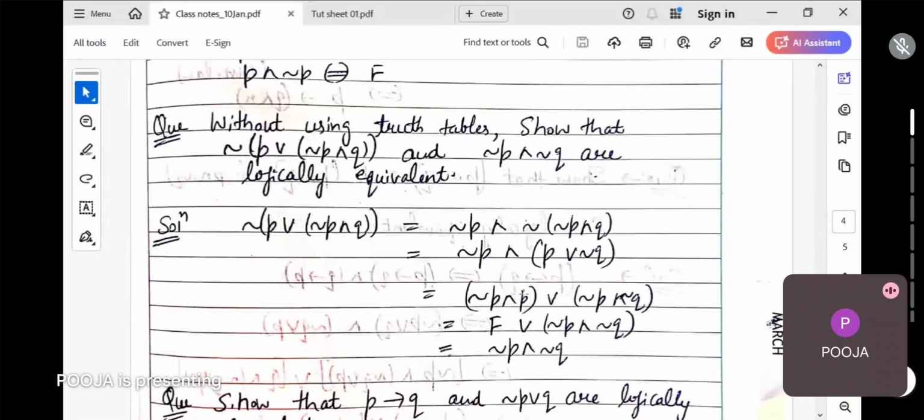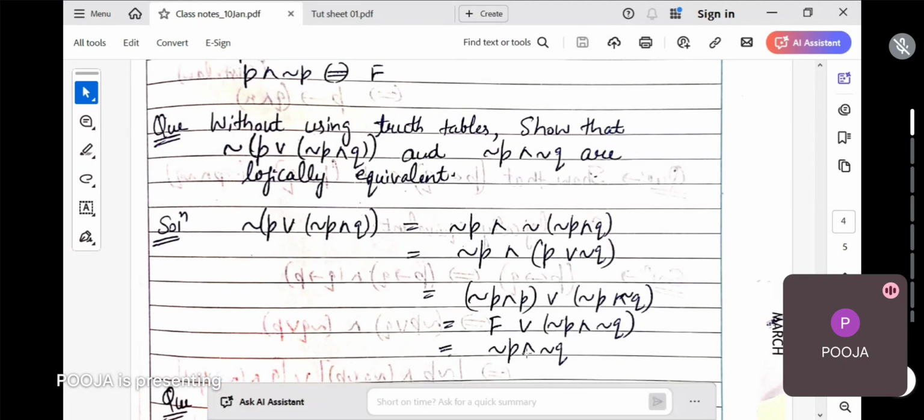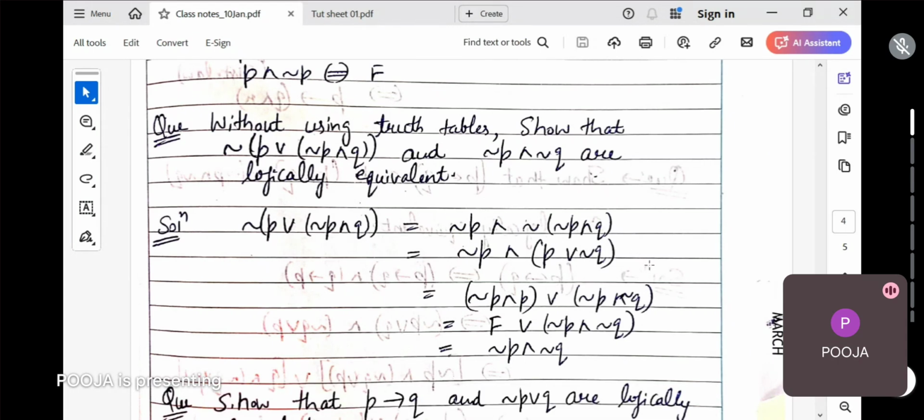Again, negation P and P is false, a fallacy, so that is F, joined with the same thing. If you take the join of any proposition with a fallacy, you get the same proposition. That is why I'm getting this proposition only. So here we have used three laws: De Morgan's law in the very first attempt, De Morgan's law again, then the distributive law. So you have to name De Morgan's law in the very first row and the distributive law in the third row. This is the procedure to attempt this question without using truth tables.